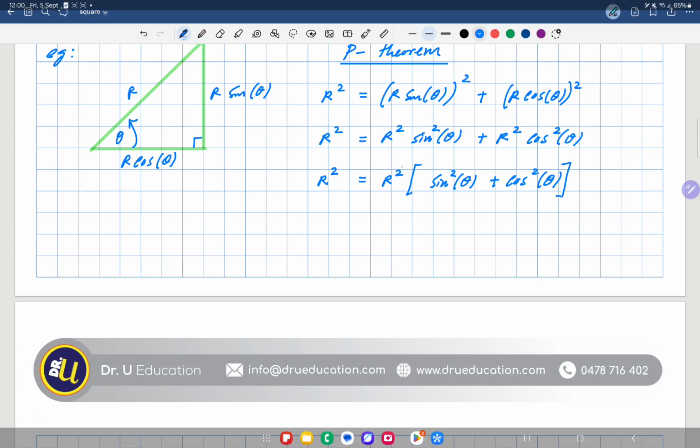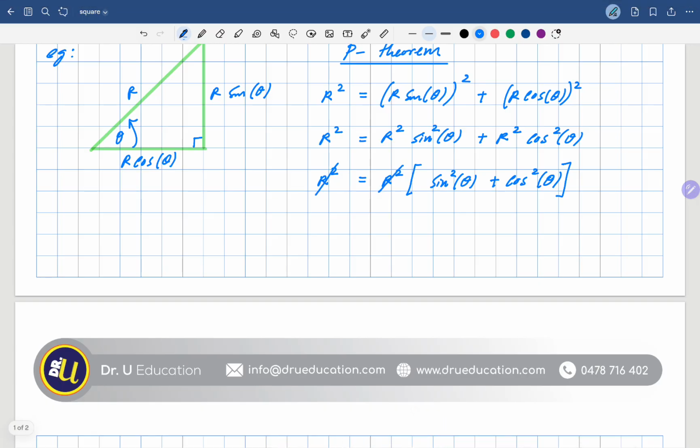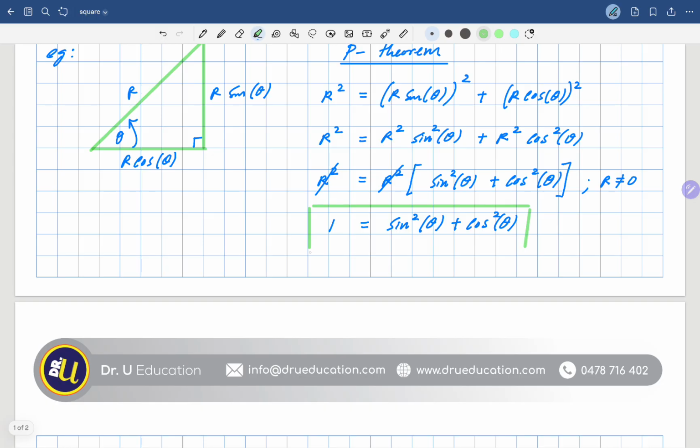Now you can see r squared gone, right? So we comment here r is not equal to 0. If r is equal to 0, you can't cancel like that. So then if you do so, you get 1 is equal to sine squared theta plus cos squared theta. Right. So this is a very important relation, or we call it identity in trigonometry.